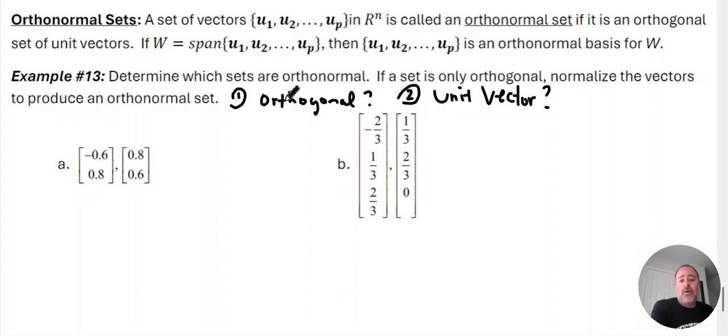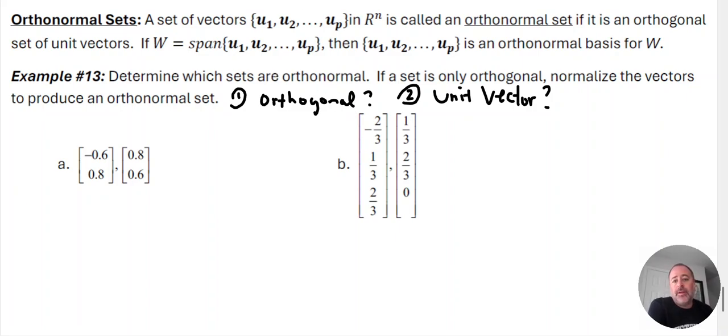If we do have orthogonal but not unit vectors, all we have to do is normalize the vectors. We've done this before, and we'll do this again to produce unit vectors, and then that will be an orthonormal set. If it's not orthogonal, then we're done. The answer would be no, it's not orthonormal.